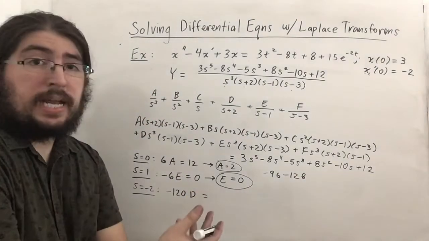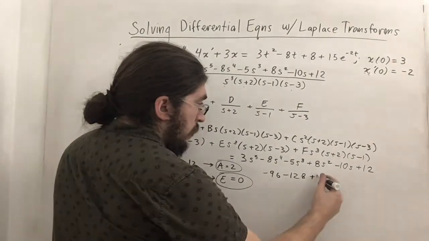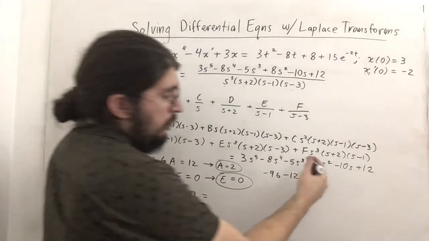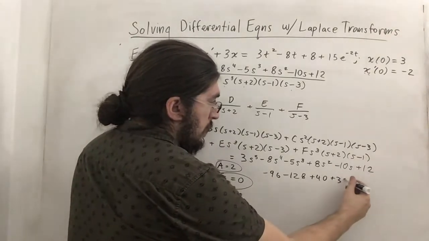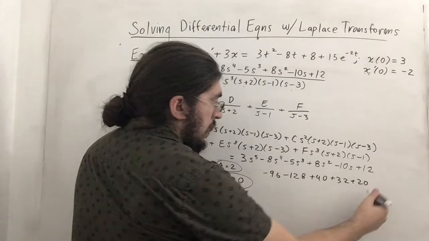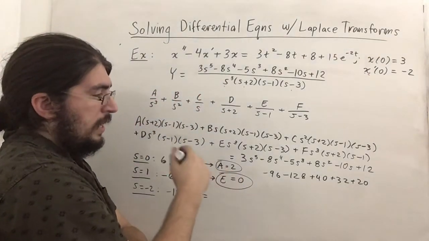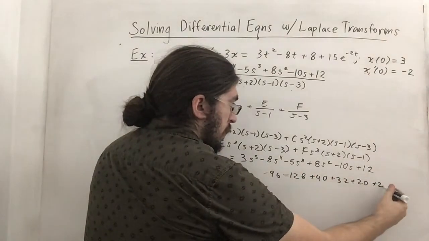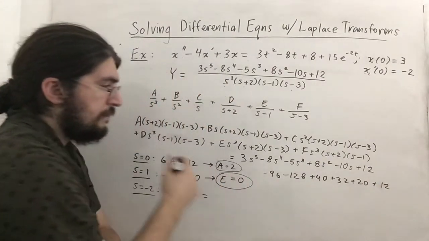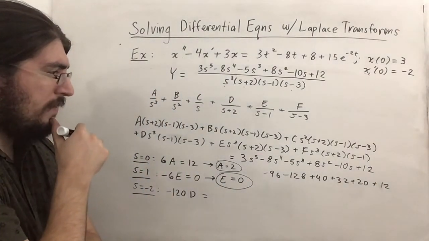Negative 2 to the 3 is negative 8. Negative 8 times negative 5 is positive 40. Negative 2 to the 2nd is positive 4. 4 times 8 is 32. Negative 2 times 2 times negative 2 is going to be positive 20. And then we have finally plus 12.